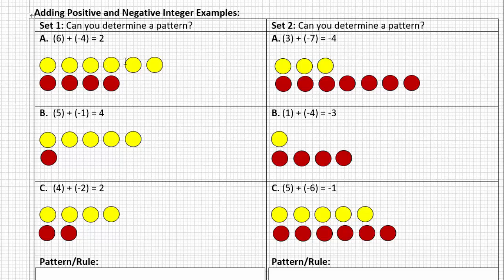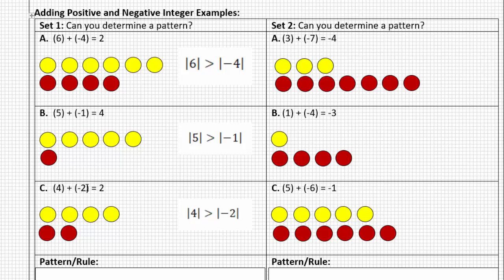So are there any patterns that you notice? I specifically made the 2 sets. Set 1 has something in common with these 3 problems, and set 2 has something else in common. Notice that in set 1, all of our answers are positive. 6 plus negative 4 was a positive 2, B was a positive 4, C was a positive 2. And if you notice, the way we lined them up, our first number is an integer that has a greater absolute value than the negative integer we added to it. 6 has a greater absolute value than negative 4. 5 has a greater absolute value than negative 1. And 4 has a greater absolute value than negative 2. We see that because they stick out further in each of these examples.